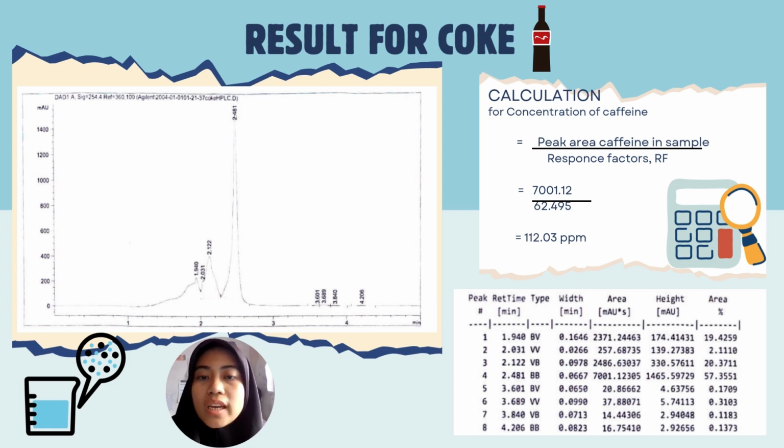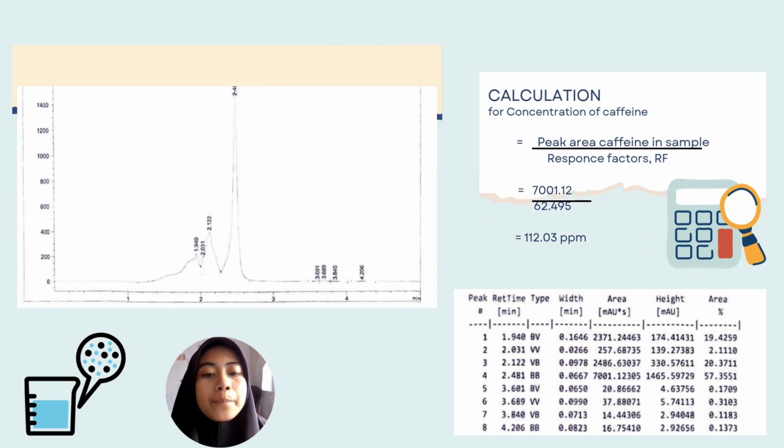Next, after we got the value for RF, we can calculate the concentration of caffeine in the Coke drink. The formula is the peak area of caffeine divided by the response factor RF, which we have calculated before. On the chromatogram, we can see that the caffeine peak in Coke is the tallest peak, and the peak area is 7001.12. Divided by the RF, 62.495, we get the concentration of caffeine in Coke, which is 112.03 ppm.